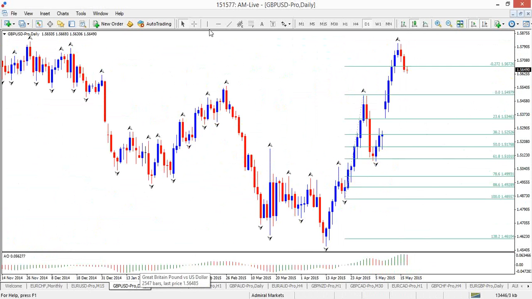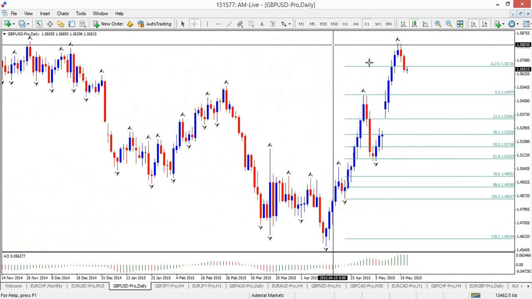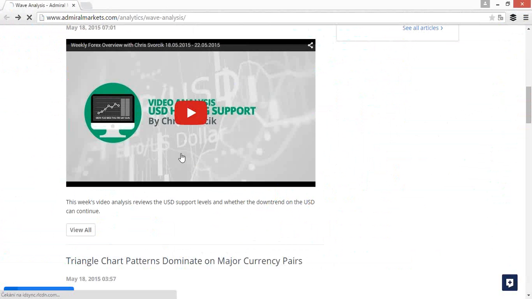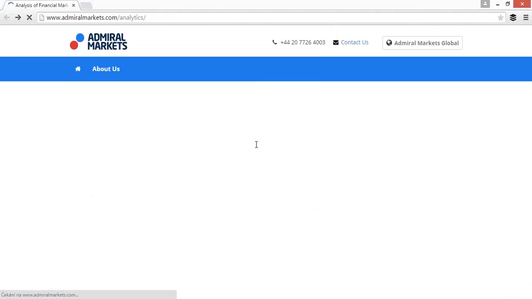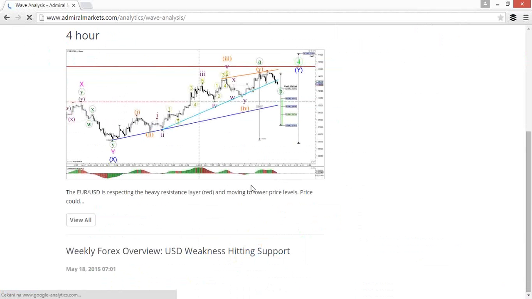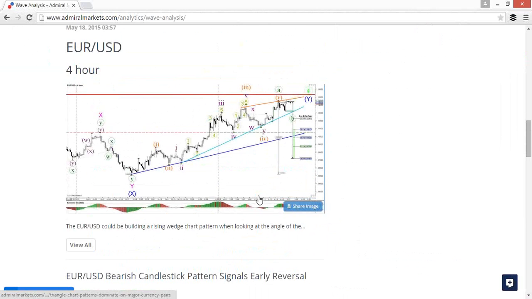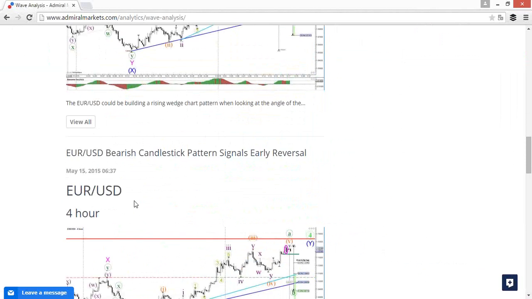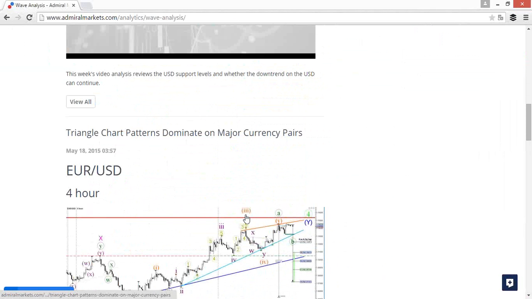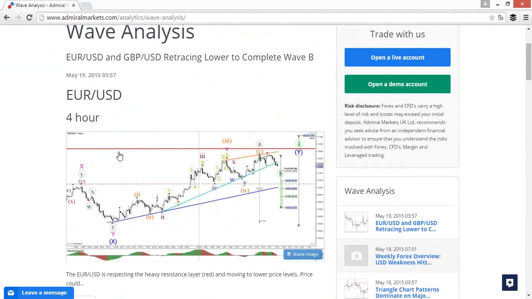Now, the pound dollar, I was also expecting this, for those that were looking at wave analysis perhaps today. Let's see, euro dollar bearish candlestick pattern signals early reversal. That was also actually valid for the pound dollar. Let's take a look.